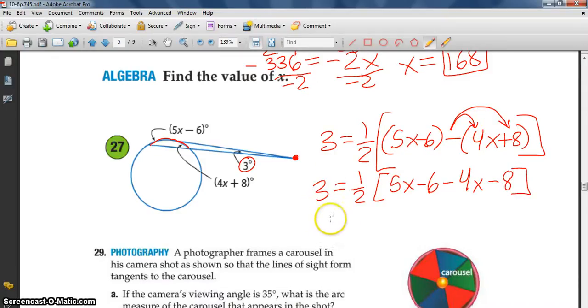Multiply both sides by 2. Combine your like terms. 5x minus 4x is x. Negative 6, negative 8 is negative 14. Add 14 to both sides. x is equal to 20.